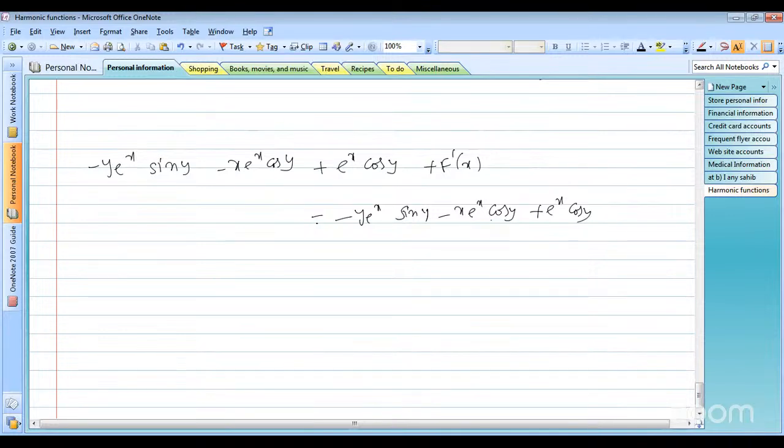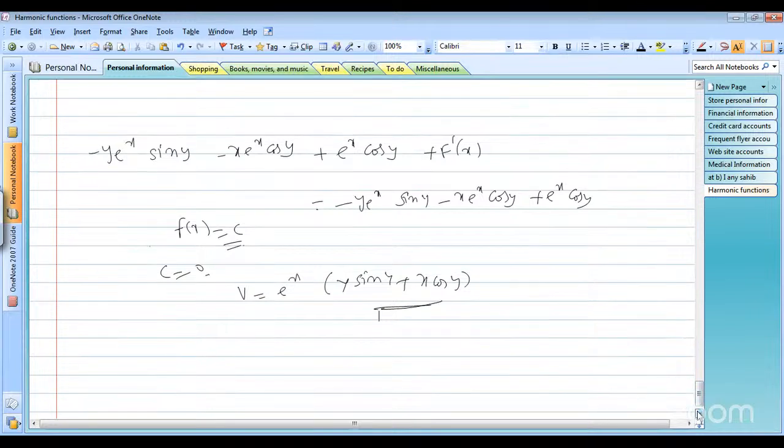What is f dash x is equal to 0? Automatically we know that f is a constant. f is a constant means f of x is equal to c. We are writing here. So now choose c is equal to 0. So v is equal to, now the fifth equation becomes here, v is equal to y sin y plus x cos y. So the fifth equation becomes this one.